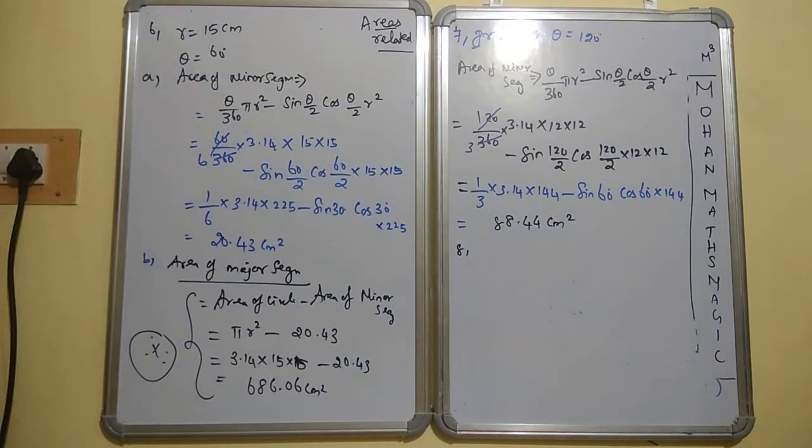8th question. A horse is tied to a peg at one corner of a square shaped field of side 15 meter by means of a 5 meter long rope. Find the area of the part of the field that the horse can graze, and the increase in the grazing area if the rope were 10 meter long instead of 5 meter, with pi equal to 3.14.